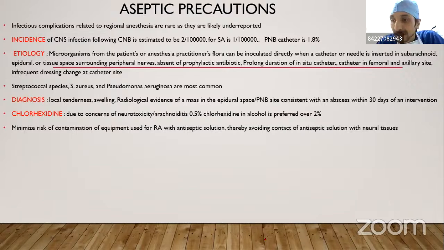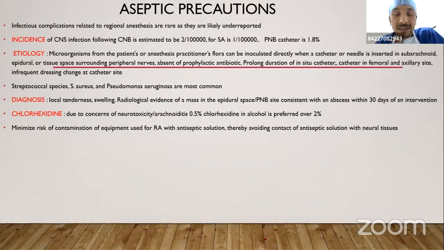Now talking about chlorhexidine. Chlorhexidine is a very potent and broad spectrum antiseptic. It has a fast onset and a longer duration of action as compared to iodine, and it works effectively even in the presence of blood. So there are reports that chlorhexidine is slowly replacing iodine. There are two concentrations of chlorhexidine commonly available, 0.5% and 2%, of which 0.5% chlorhexidine is routinely preferred because it is less likely to cause neurotoxicity and arachnoiditis as compared to 2% chlorhexidine.